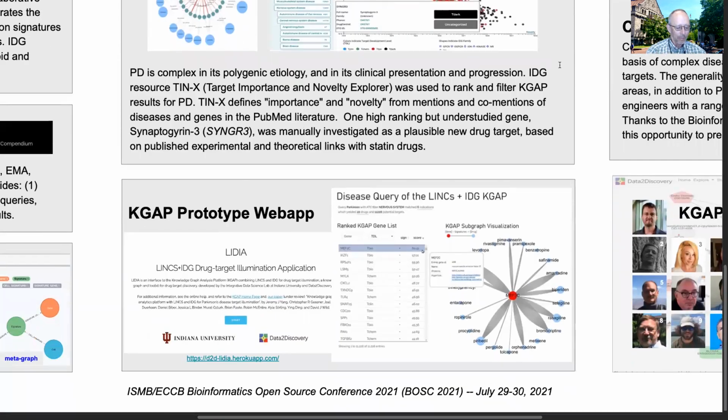A prototype web UI was developed, Lydia, LINCS IDG drug target illumination application, built with the open source Flask framework. Here's the landing page and Lydia output for the Parkinson's query from our paper. Our web application developer and recent Indiana PhD graduate, Murat Ozturk, did a great job in learning a lot in a very short time to meet our grant proposal deadline. Team member Daniel Bieber was the lead for workflow and UI testing and usability.